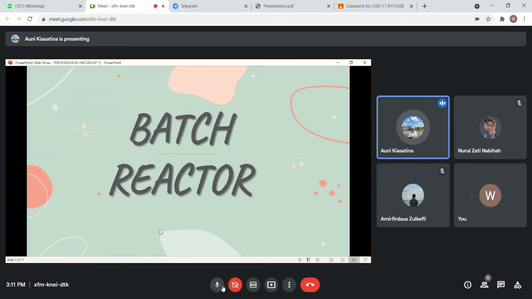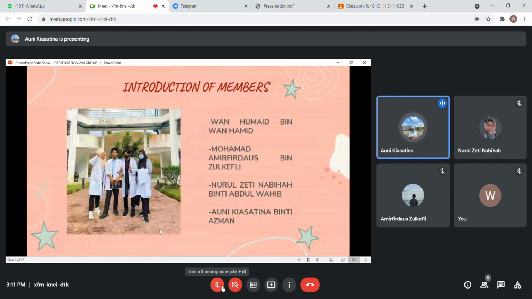We are from Group 1. We are going to present to you about the batch reactor. Firstly, I would like to introduce my group members. My name is Auni Chasatina binti Azman. The second member is Wan Humaid bin Wan Hamid. Third is Muhammad Amir Firdaus bin Zulkifli. And the last one is Nurul Zaiti Nabiha binti Abdul Wahid.